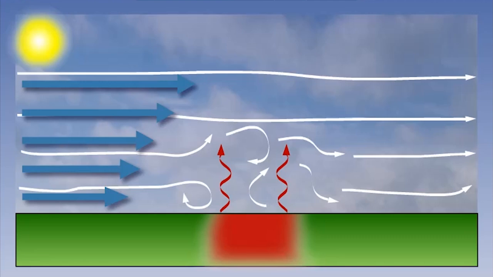This effect is maximised at about 1500 hours, when we have maximum surface temperatures. So at approximately 1500 hours, we would expect the fastest and gustiest surface winds.